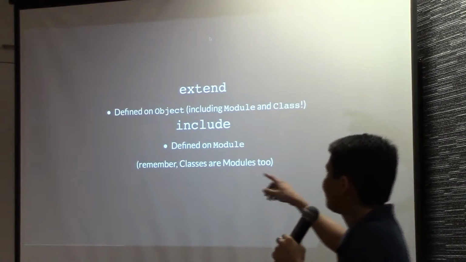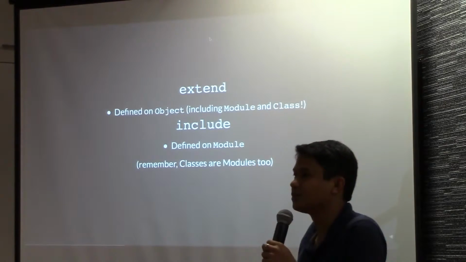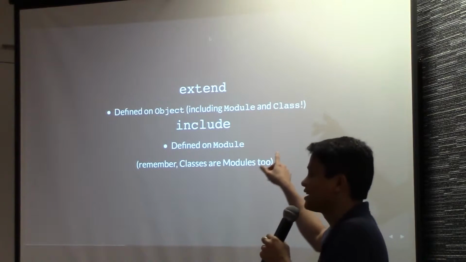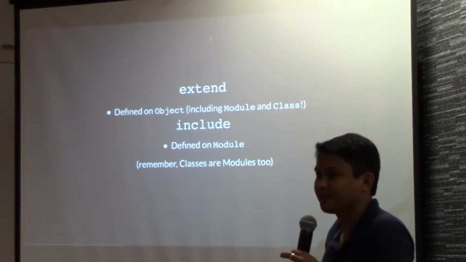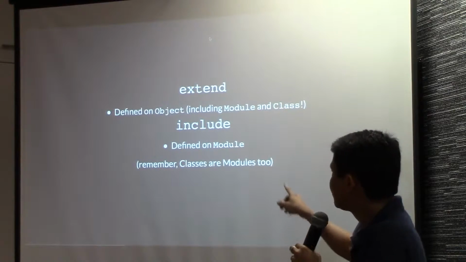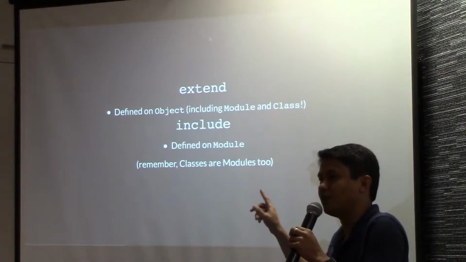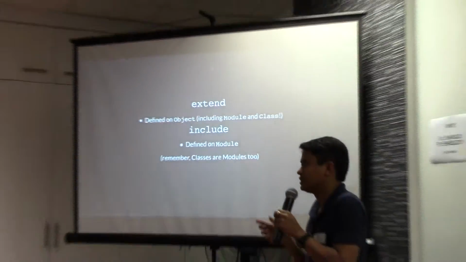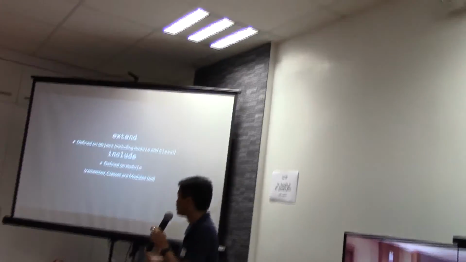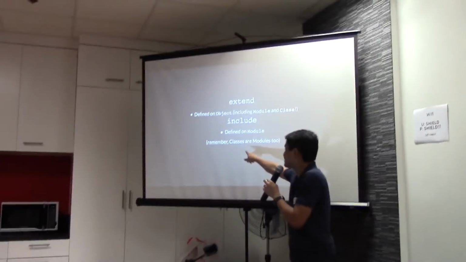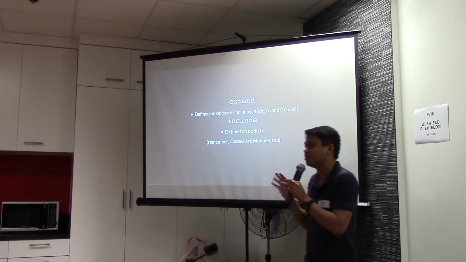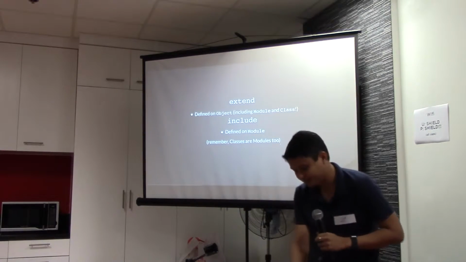So extend is defined on an object. Everything in Ruby is an object, so this includes modules and classes. So a Fixnum can extend, a hash can extend, classes can extend, and modules can also extend. Include is only defined on module. So you can't create a string and try to include something in that string. It won't work. And you have to remember that classes are modules too. So when you define a class, that's why you can type in class Foo include Bar, and it works.